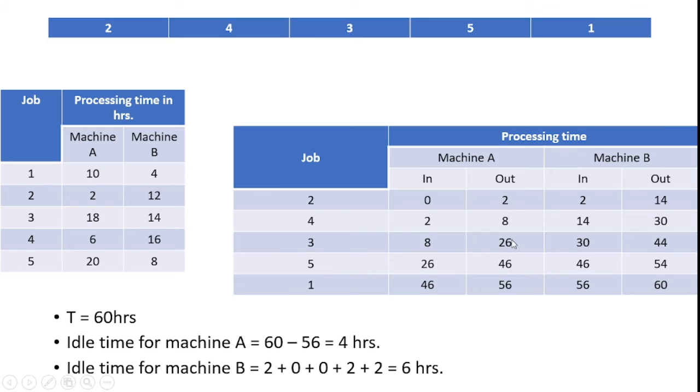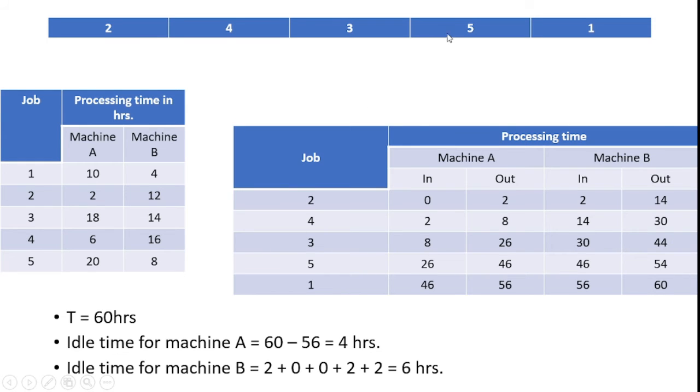Job 3 is available with machine A. After completing this, I can't load the third job directly into machine B. I compare this 26 value with the previous job available with machine B. The previous job is available up to 30 hours, so I can load job 3 in machine B after 30 hours only, so I write 30 hours here. Job 3 on machine B consumes 14 hours, so 30 plus 14 is equal to 44. Likewise, I can get the value here.